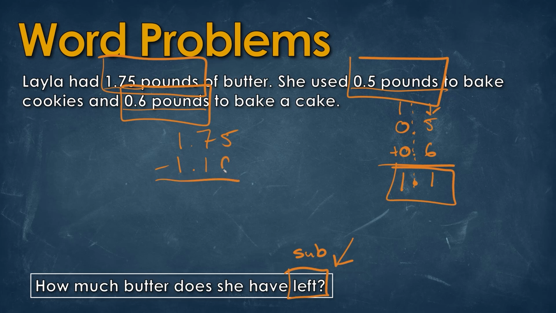We can add a 0 here to make it a little bit easier. We'll carry down the decimal point, so we'll have our decimal point there. We have 5 minus 0, which is going to be 5. Then we'll have 7 minus 1, which is going to be 6. And then we have 1 minus 1, which will be 0. So it looks like she'll have left over 0.65 pounds of butter.